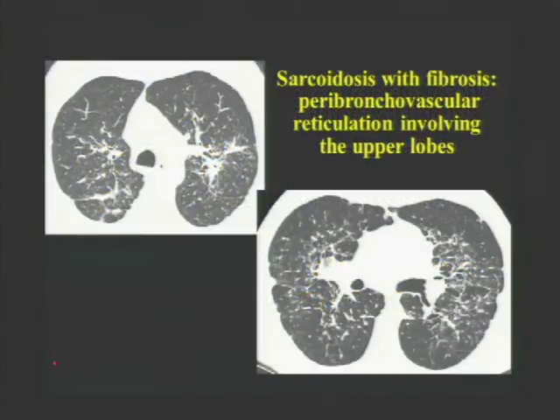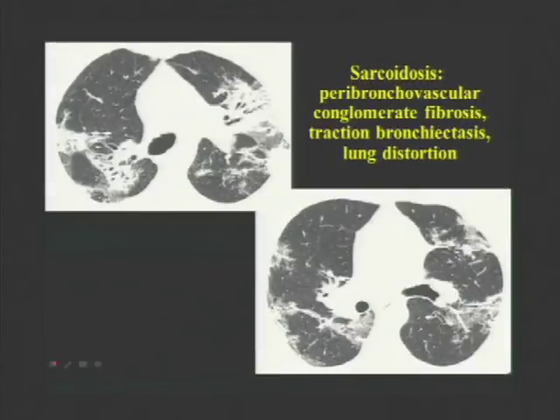Now, here are a few examples. Sarcoidosis with fibrosis, peribronchovascular reticulation involving the upper lobe. So we are seeing fibrosis here in the peribronchovascular regions, in the upper lobes and mid-lung zones, because this is where the active disease was when the patient had granulomas. And you can see reticulation and distortion of lung parenchyma and a little bit of traction bronchiectasis within the abnormal mass of fibrous tissue.